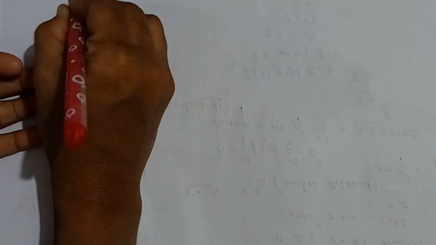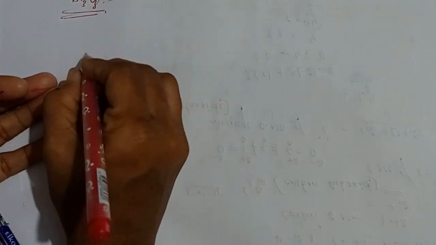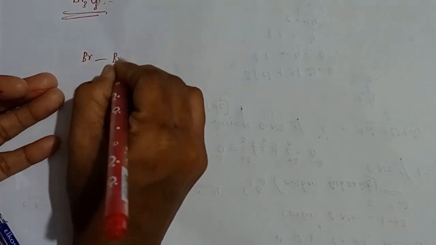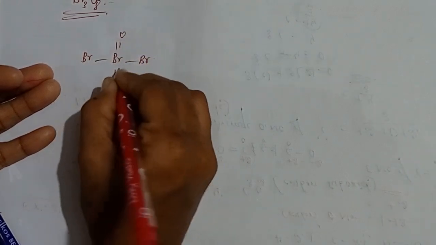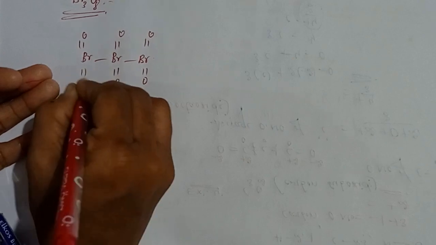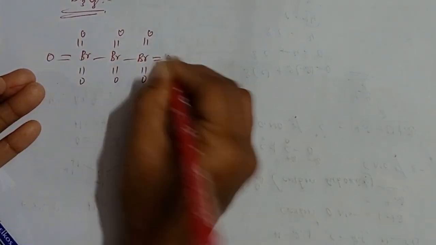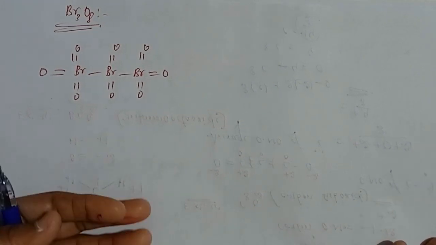See, Br3O8, tribromo octoxide. Now coming to the structure, students: three bromines are there, 1, 2, 3. Then double bond O, double bond O, and so on for the oxygens. This is the structure of tribromo octoxide, Br3O8.